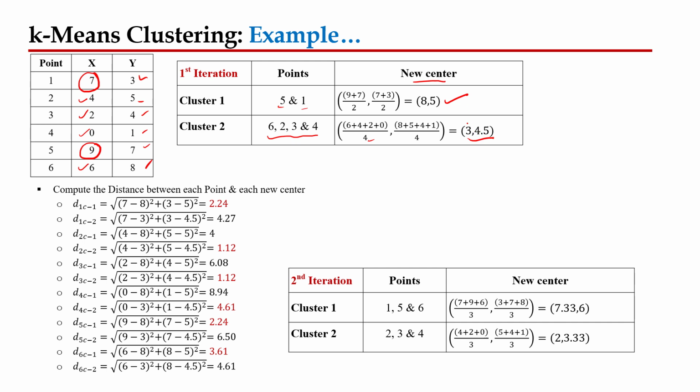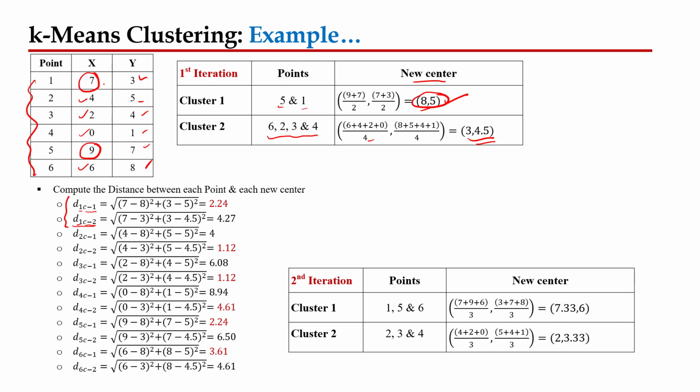Now again we are going to calculate the distance of every data point to these center points. This is cluster number 1's center point, this is cluster 2's center point. We have calculated the distance from point 1 to cluster 1's center point, and from point number 1 to cluster 2's center point.